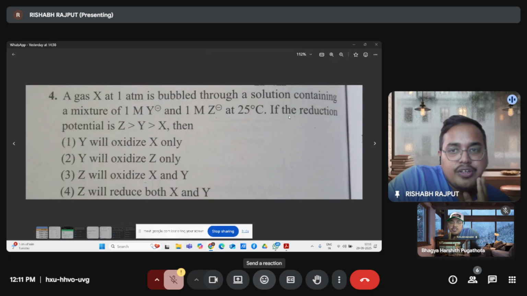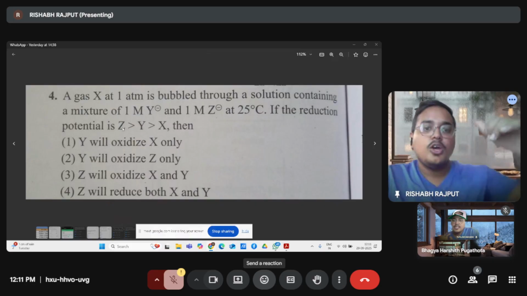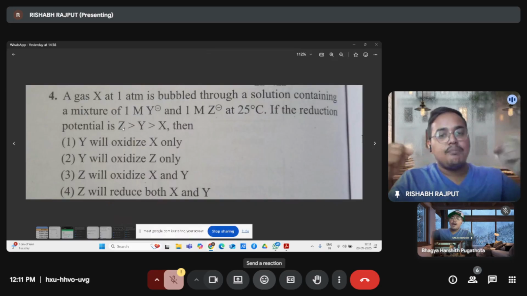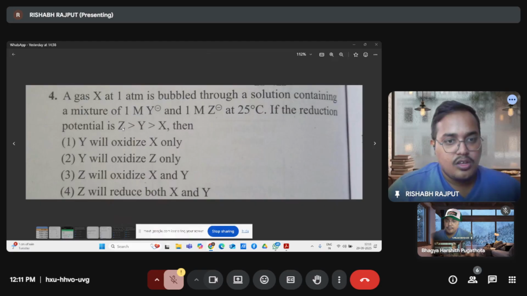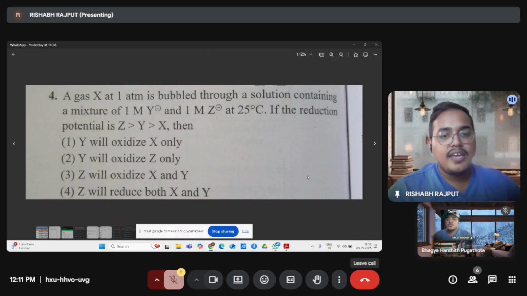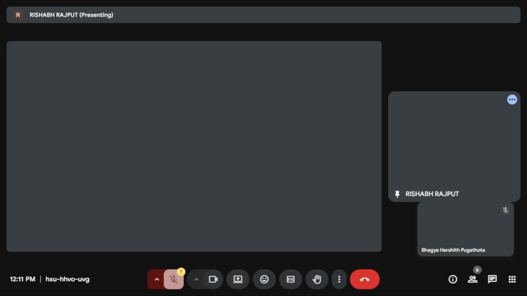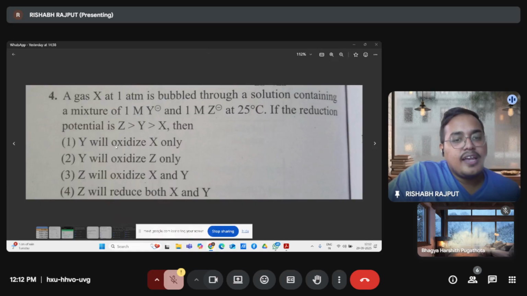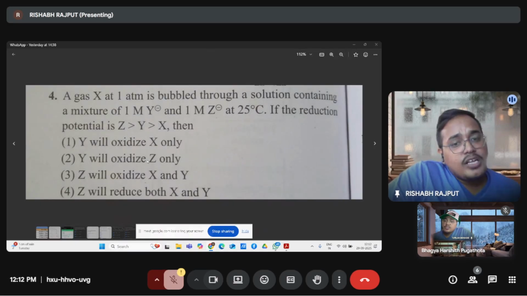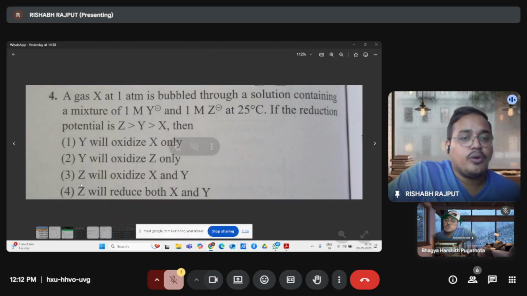Why? Because if the reduction potential of Z is more than Y, more than X, then in this case your Z has more power compared to Y and X. So that is why Z will reduce Y and X. But here, not the first option is right. Why? Because you're asking oxidize. That is why in this case, Y will oxidize only Z. Here the answer is 2 and 4.